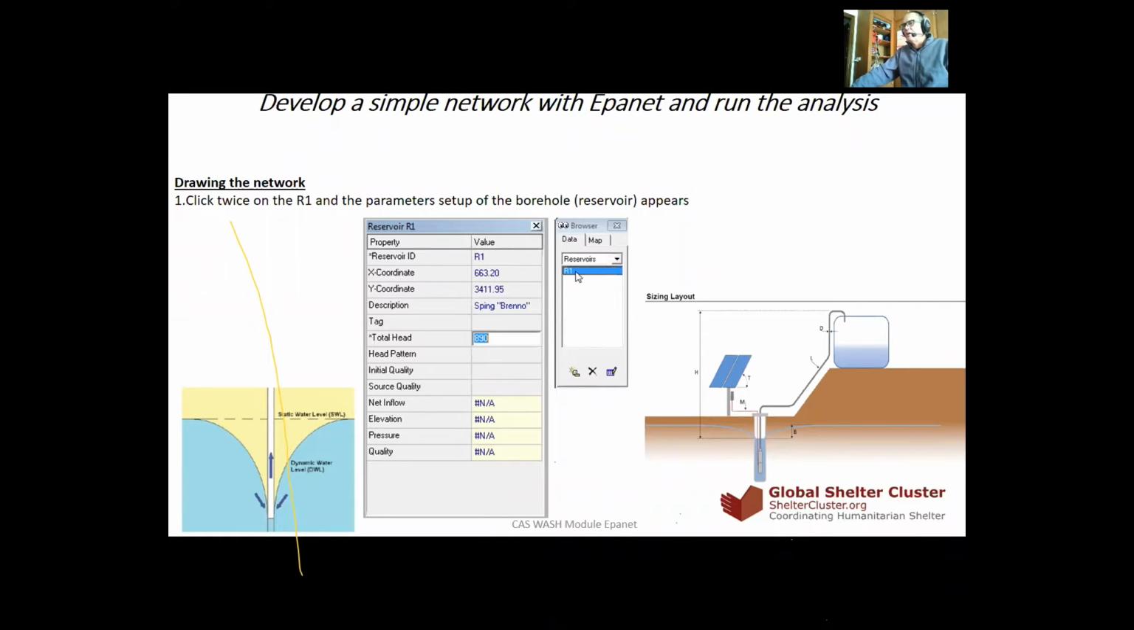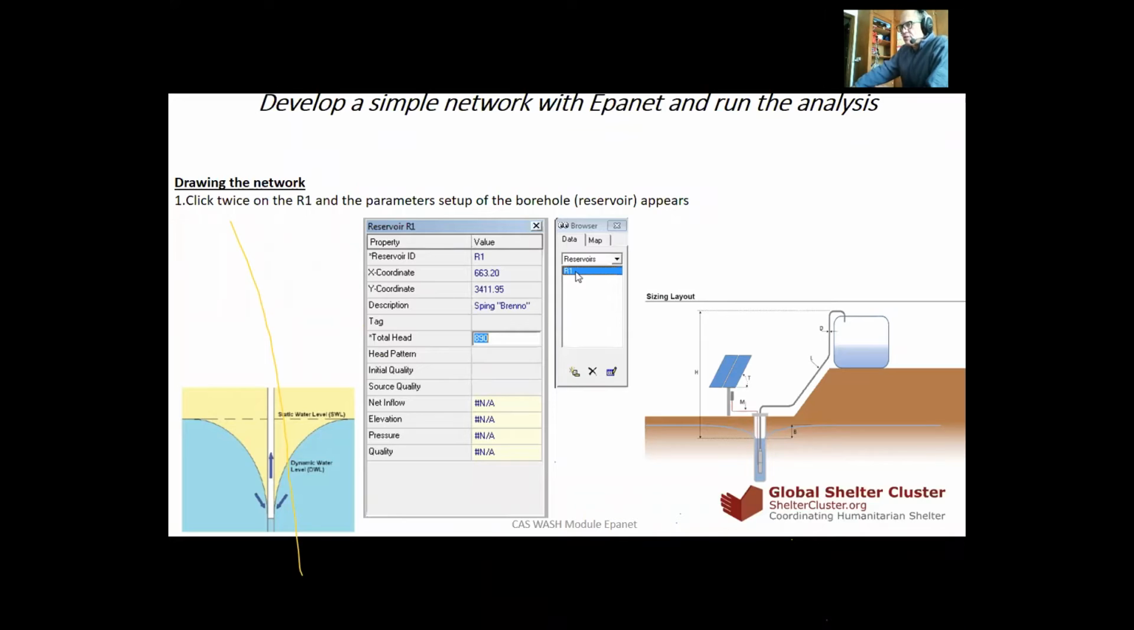The name is R1. You can change it if you want. The coordinates, don't care about that because the system is not geo-referenced. You might write a description, up to you. Here you have to give the total head, and this is the elevation of the bottom of the reservoir, the minimum acceptable water level. So the bottom of the reservoir, and the rest you leave like that. Like I told you, a reservoir only requires one parameter, which is the elevation.